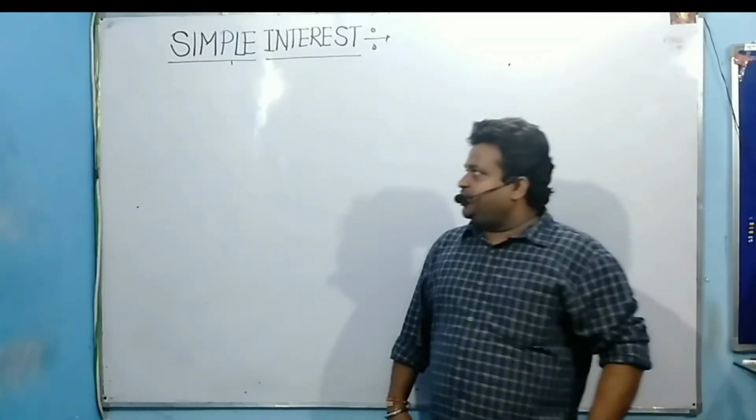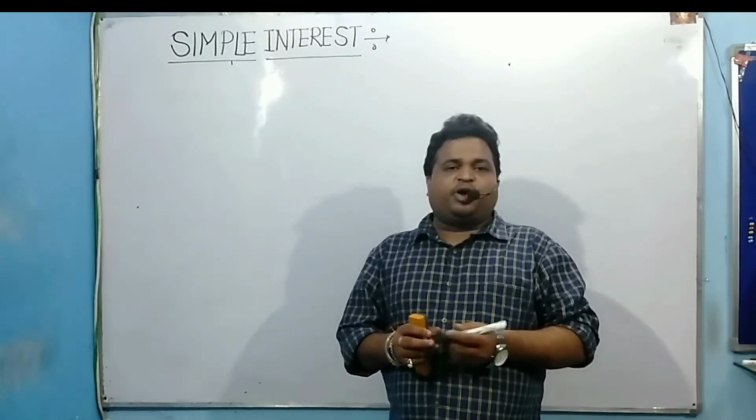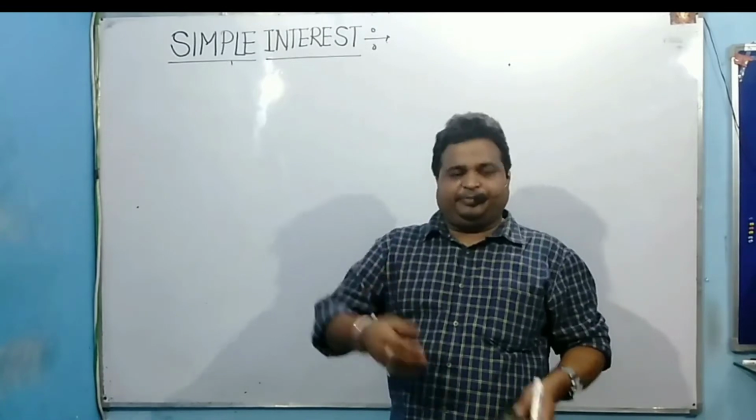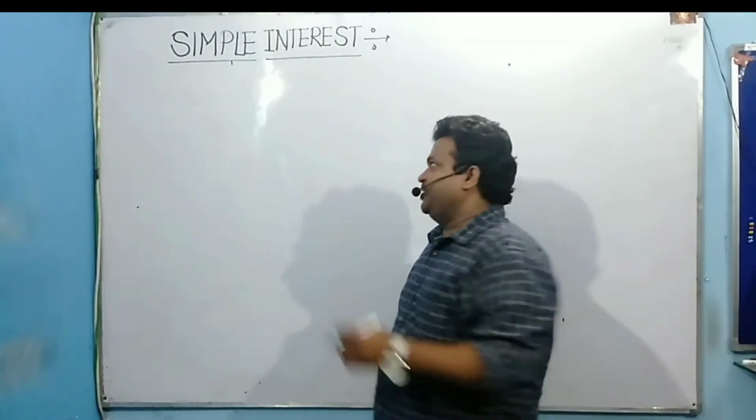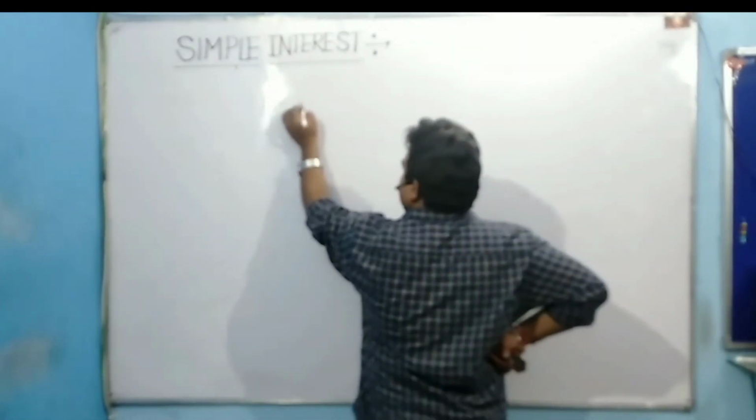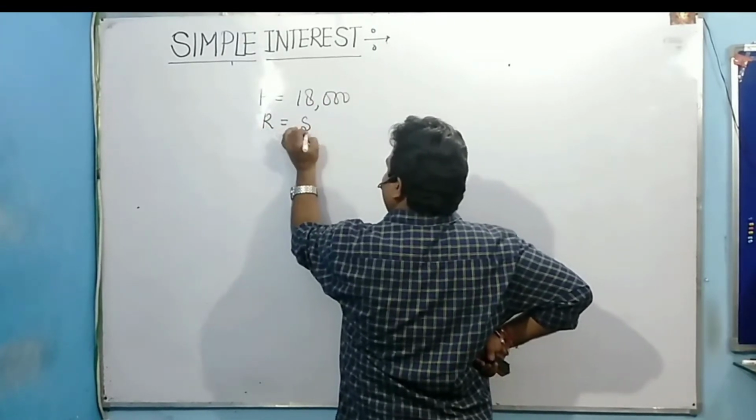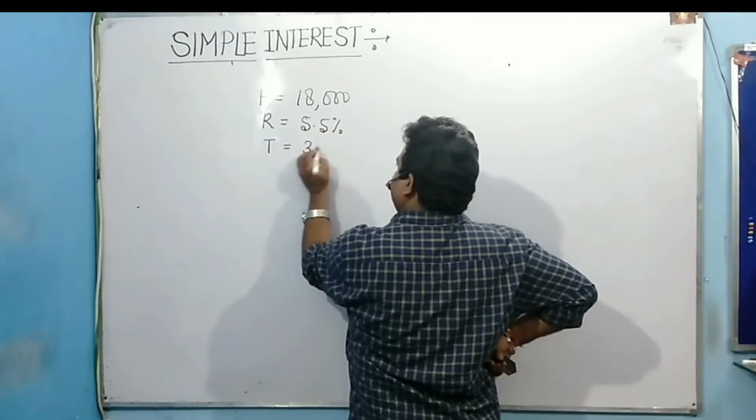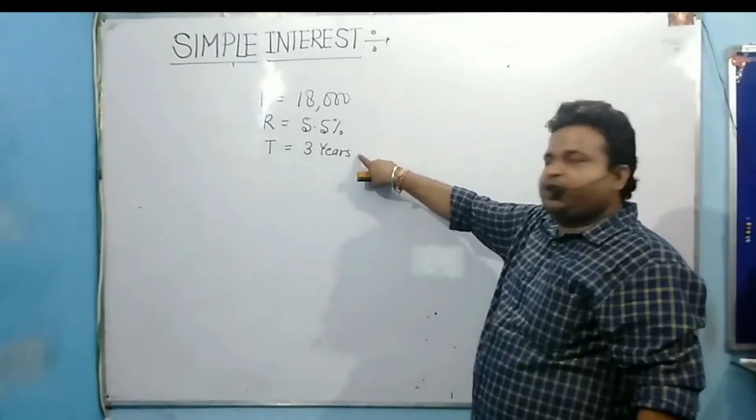So in this question, you need to solve the numerical problem to find out the amount of rupees paid after 3 years with a rate of 5.5% per annum. What is my principal amount? My principal amount is 18,000. Rate is 5.5% per annum and the time value is 3 years. Make sure that your time is in years.